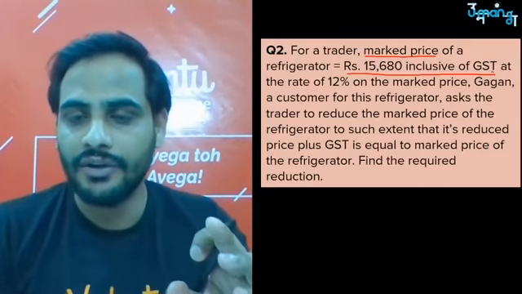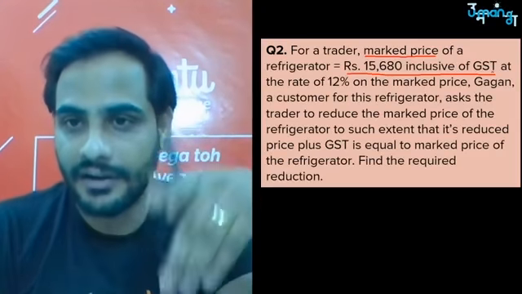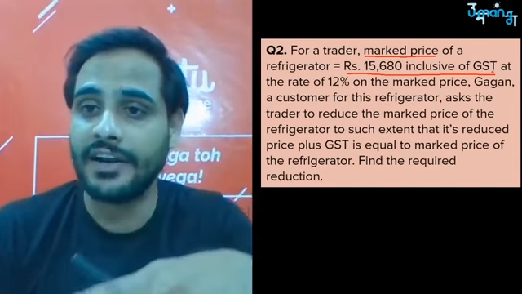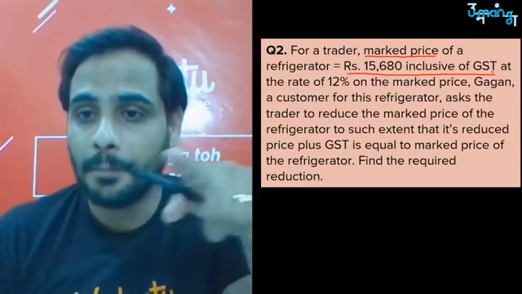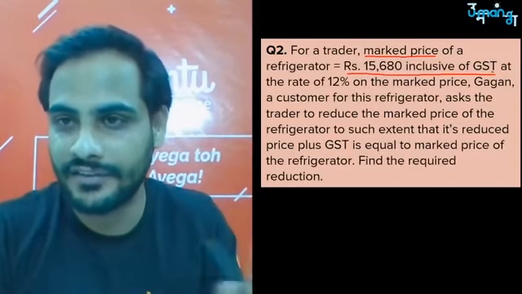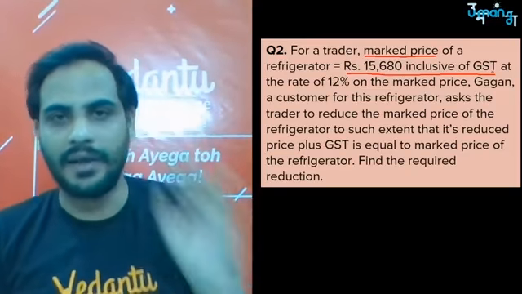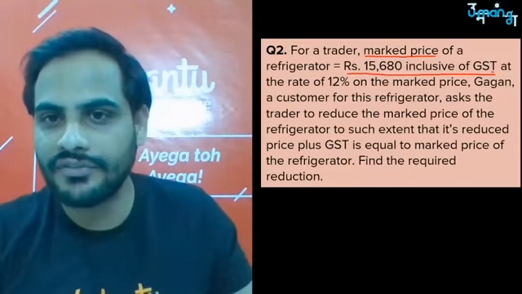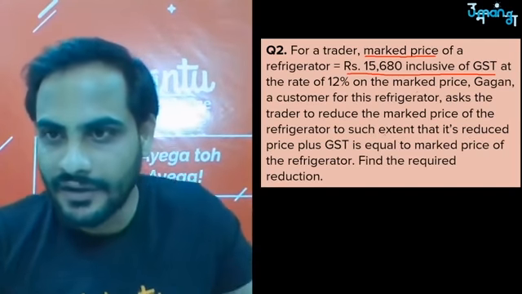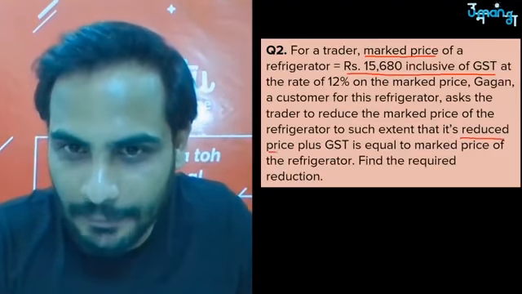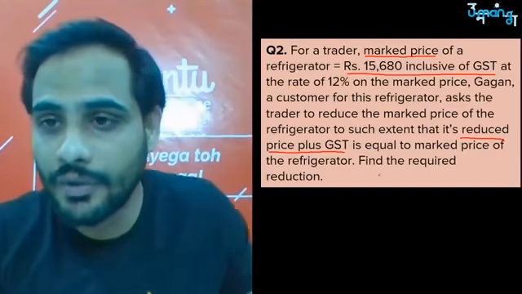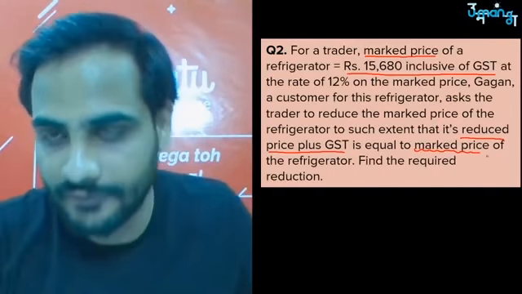Gagan, a customer for this refrigerator, asked the trader to reduce the marked price of the refrigerator to such extent that its reduced price plus GST is equal to mark price of the refrigerator. So first understand this thing. Gagan is telling him to reduce the marked price so that whatever is the final price which he has to pay, reduced price plus GST including tax, should be equal to the marked price of the refrigerator.